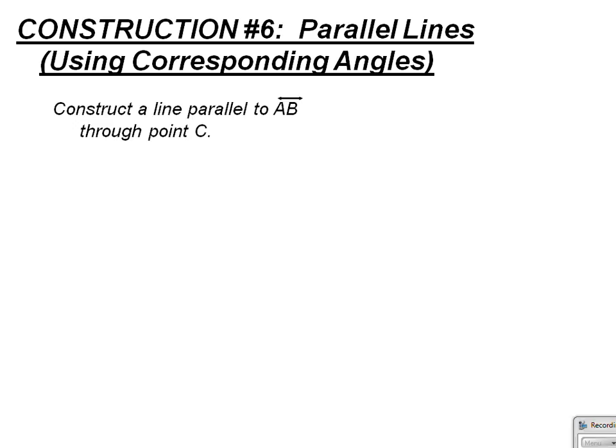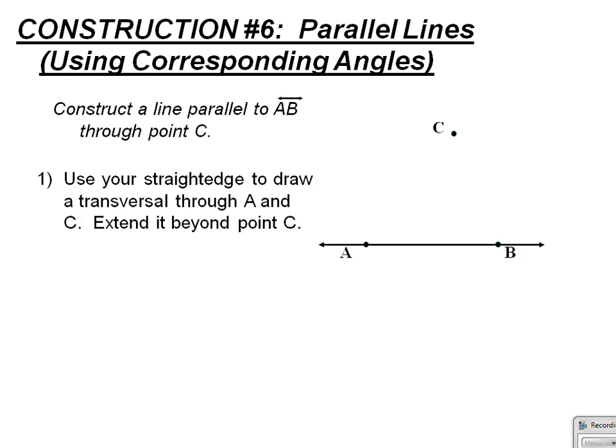Now, on to today's lesson, constructing parallel lines, construction number 6. The premise for this construction is that you will be given a line and a point not on the line. Now to construct parallel lines, what we need to do first is, using a straight edge, draw a transversal through a point on the line and extend it beyond point C. Make sure though that it does pass through point C.